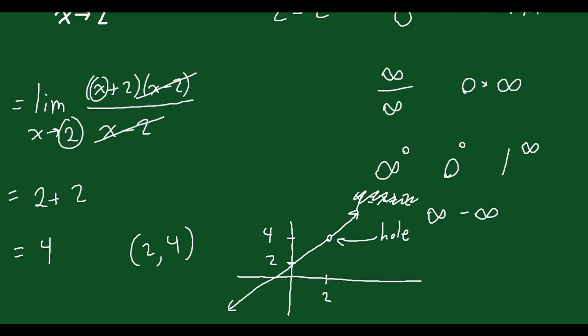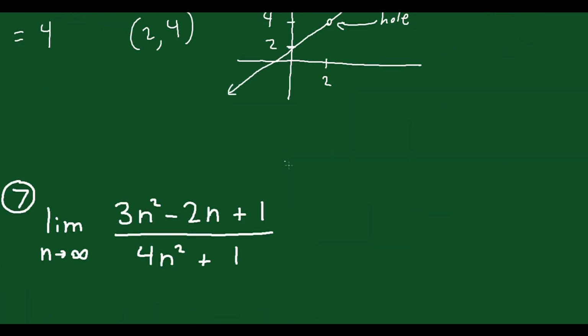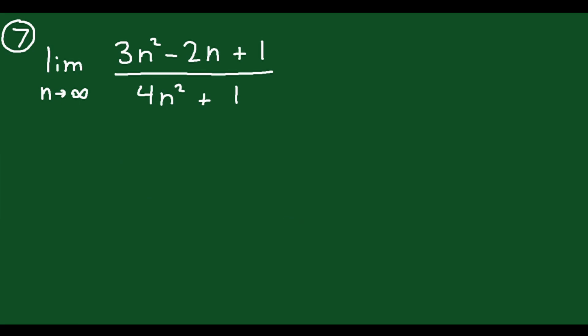So if you ever get the indeterminate form, something funky like this, try and see if you can factor and then cancel anything out. And when that happens, try to evaluate your limit at that point by plugging in the value of x. Let's look at another example here.